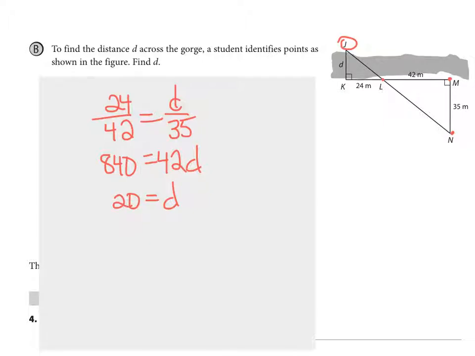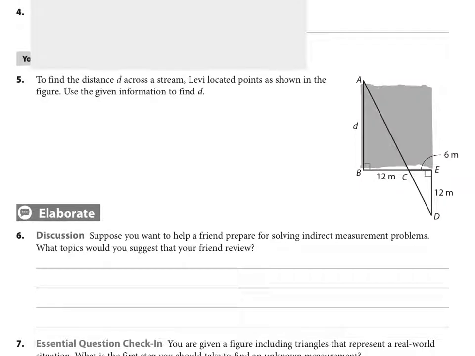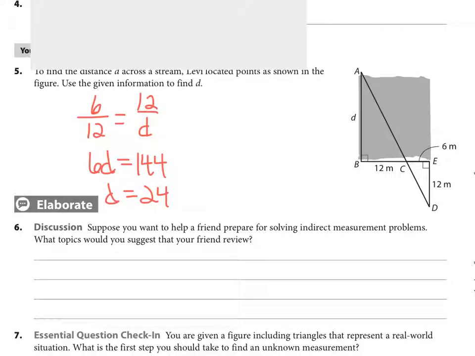So let's look at the next problem and see what you can do with it, and then come back and see if you've gotten the right answer. The proportion should look like that, and you should have a distance of 24 meters. And that is it.